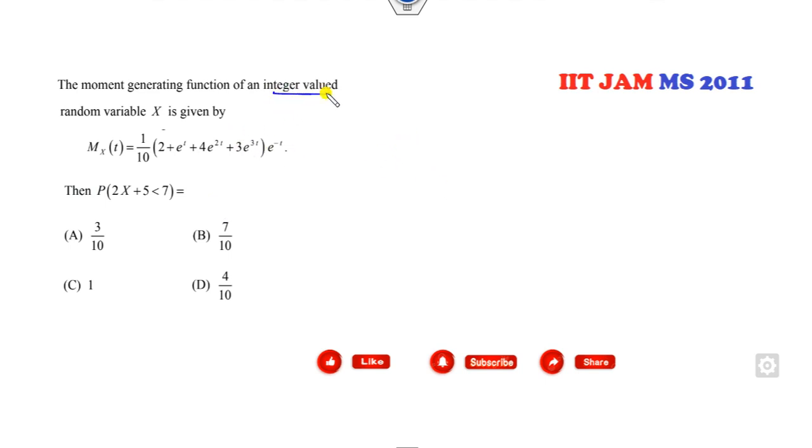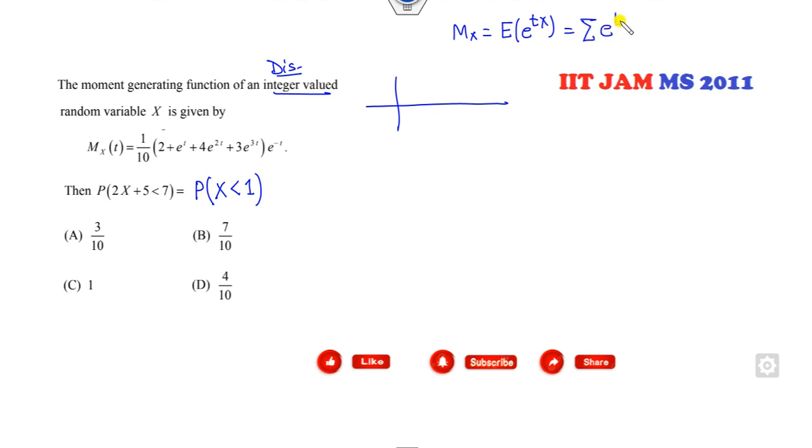Okay, it's an integer value. That means it's a discrete distribution. Fine. So what is the meaning of that? You need x 7 minus 5 2. 2 is less than 1. So this is the case. Okay, so we can apply the moment generating definition. What is that? Expected value of e raised to power tx. If I open this, e raised to power tx into p of x.